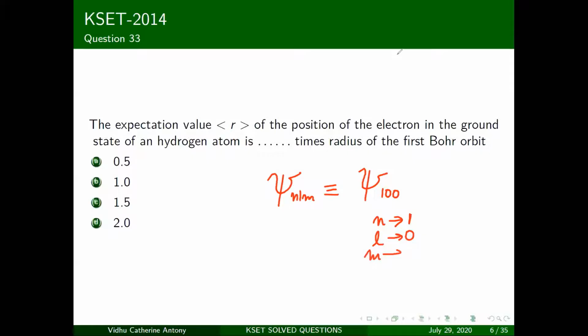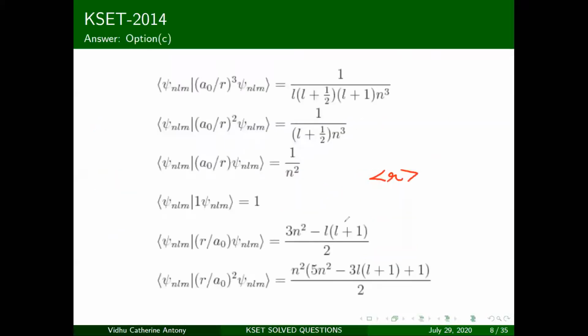Now let's move on to this part. What do you want? You don't want the expectation value of 1 by r or any of these. What you want is the expectation value of r. In that situation you basically have 3n squared minus L into L plus 1, divided by 2. L is 0 for you, so this part goes away, it becomes 0. And then you have 3 into, what do you have here?